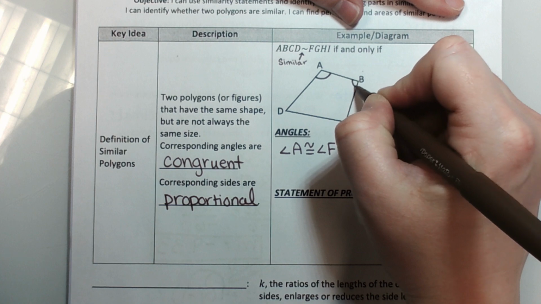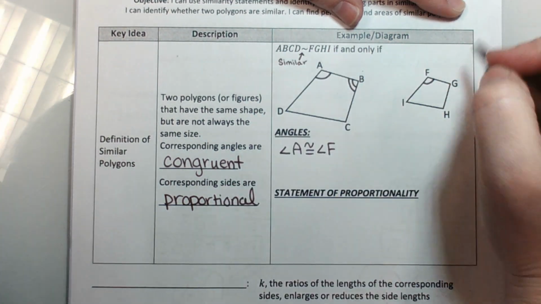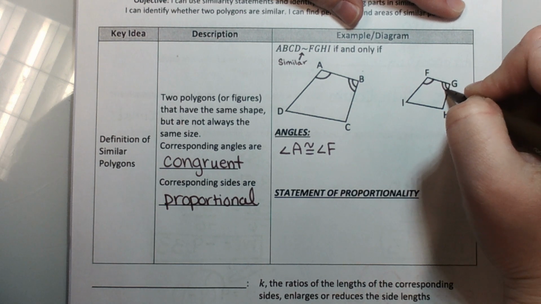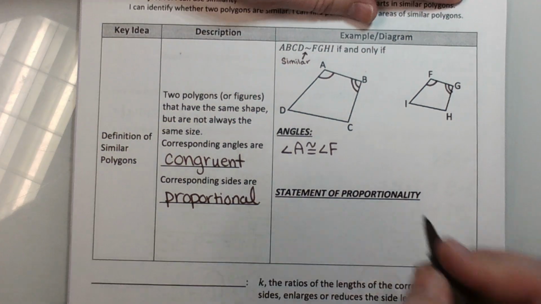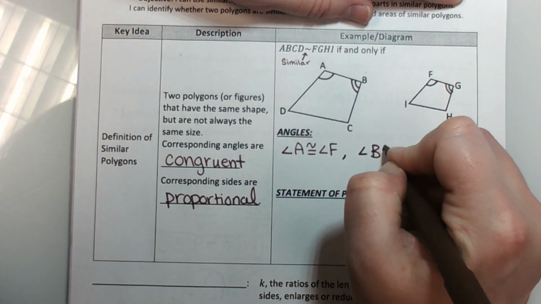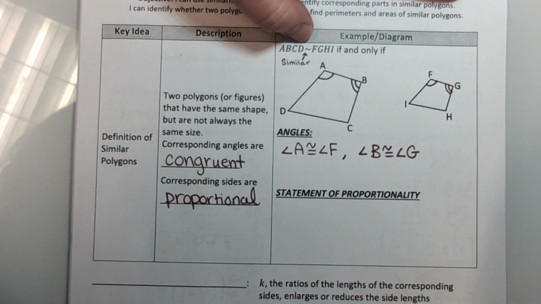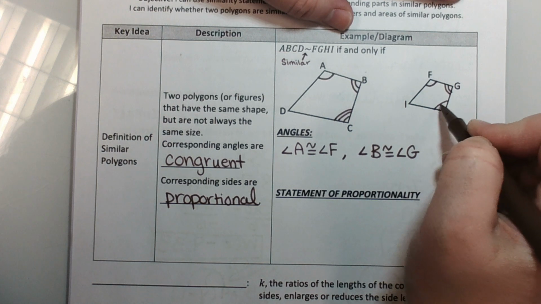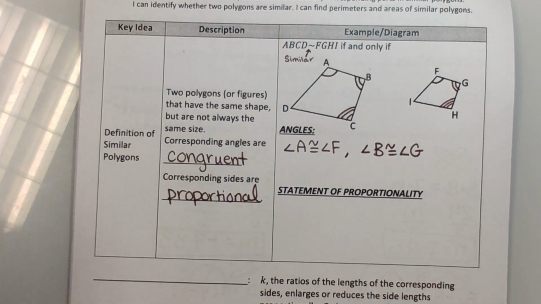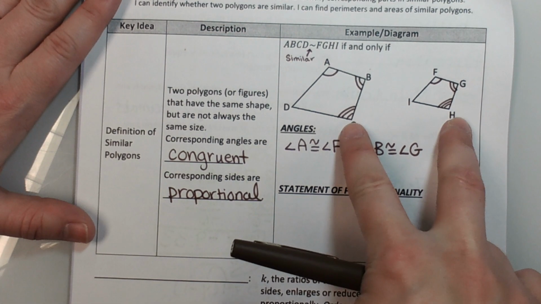Angle B, that's this one. I'm going to do a double arc. It has to be congruent to angle G because those are both the second letters in the shape. The third letters were C and H, so I'll put the triple mark there. Which ones are single marked, which ones are double marked, which ones are triple marked doesn't have to match up with the name. It just has to make sure the letters match up.